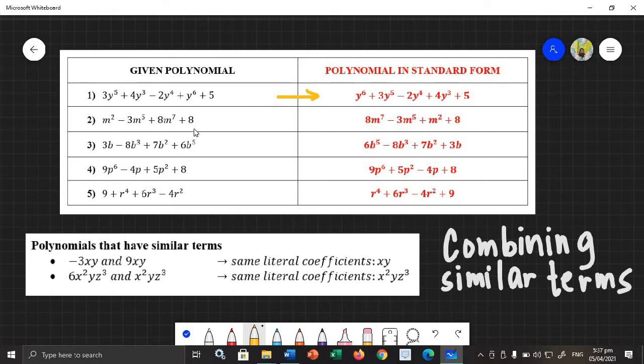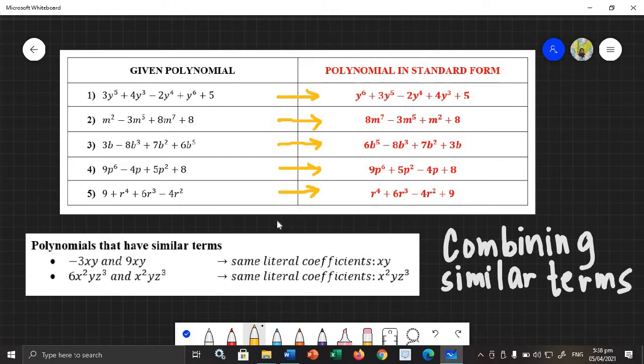And then, in the second one, our given in number 2 is also not arranged in standard form. So when we arrange it, the one with the highest exponent should come first, which is 8m raised to the 7th power. Next is negative 3m raised to the 5th power. And then third is m raised to the 2nd power. And last is the constant, which is 8. Same goes for the last 3 examples. So, you can just analyze them.